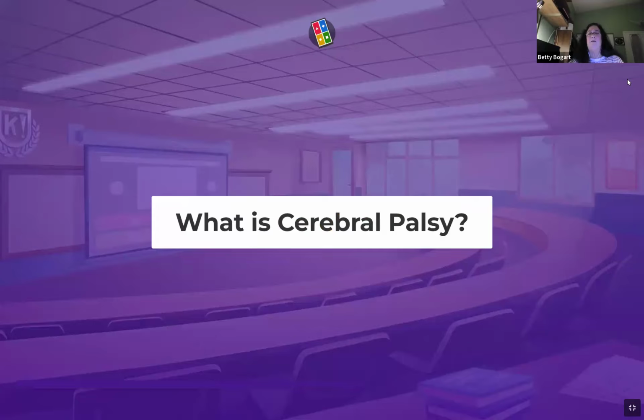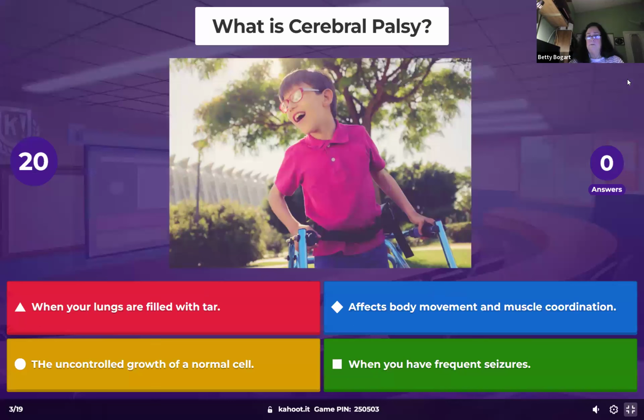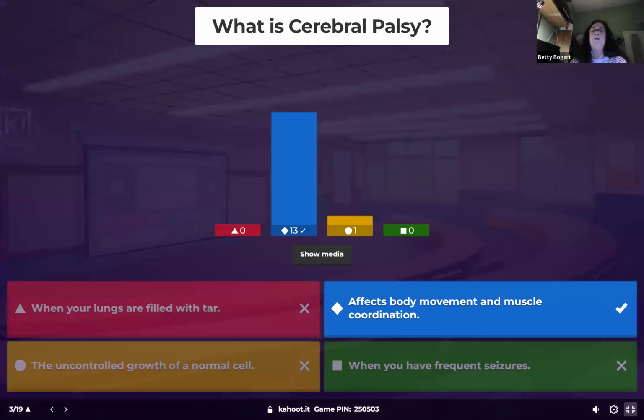What is cerebral palsy? Well, cerebral palsy is all about the muscles and the body movements and the coordination.